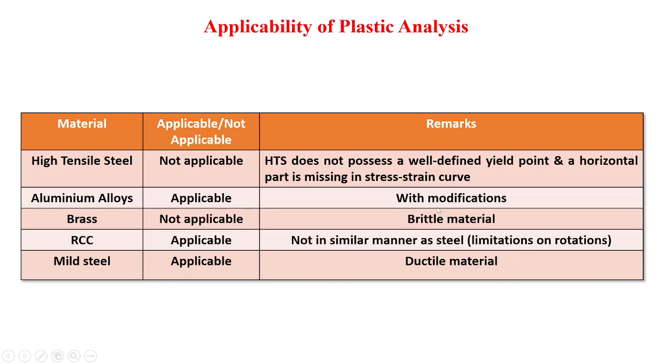Now, regarding materials, we can see where plastic analysis is applicable. For high tensile steel, plastic analysis is not applicable. The reason is that high tensile steel doesn't possess a well-defined yield point, and there is an absence of a horizontal part in the stress strain curve. Aluminum alloys, it is applicable, however with certain modifications. Brass, it is not applicable at all because brass is a brittle material.